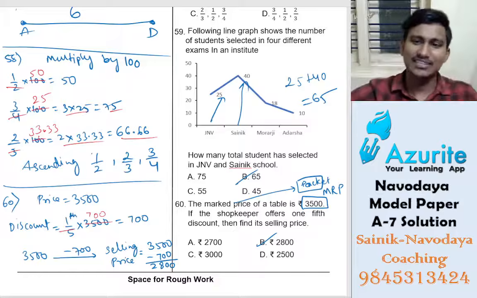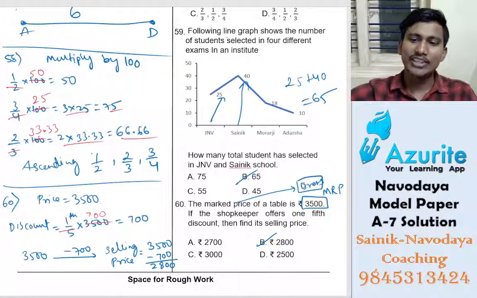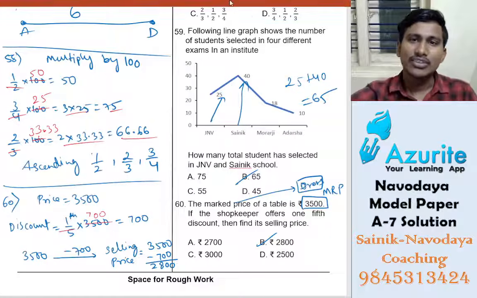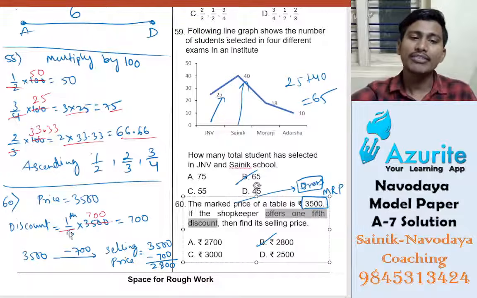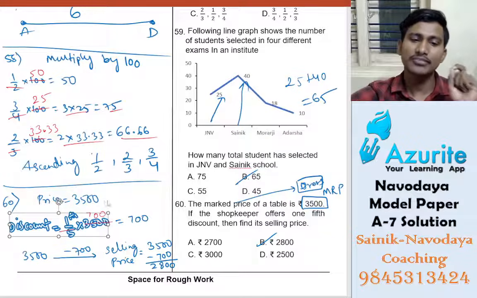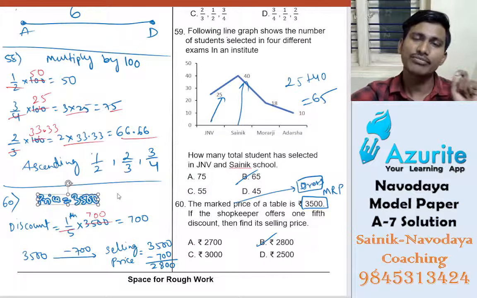On your dress there will be a price, right? So the dress will have MRP, but you will not take it at MRP, you will ask for a discount on your dress, right? So your dress is 3500 rupees. So how much discount is given? Offer 1/5 discount. 1/5 means we have to find 1/5 of this price, that is 3500.